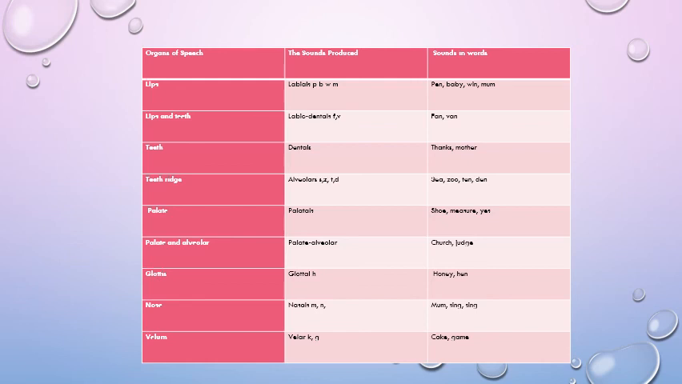Teeth ridge, alveolus. Palate, palatals. Palate and alveolar, that is the alveolar ridge, is called palate alveolar. Glottis, that is from the throat, from the vocal cords. When you say ha, the sound comes from the throat and not from the mouth. Then the nose, nasals, velum, velar. So all these are the organs of speech that are highlighted in dark pink, and the sounds produced are called labials, labiodentals, dentals, alveolus, palatals, palate alveolar, glottal, nasals, and velar.